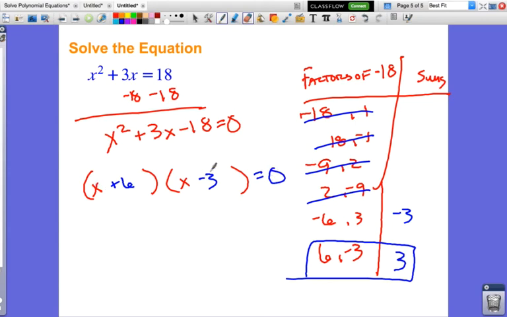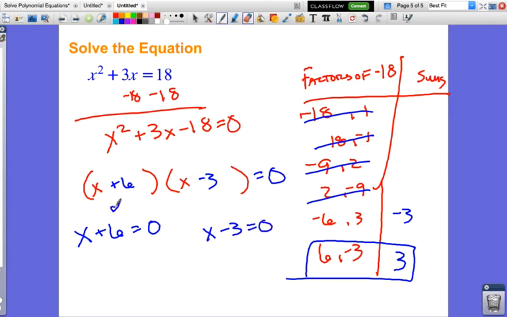So I have the product of two pieces that's equal to 0. That means either one of these can be equal to 0. If I have 0 times whatever x minus 3 is over here, it's going to be 0. If I have x plus 6 times 0 over here, it's going to be 0. If you need a little bit more help on solving these equations, I do have another video if you haven't watched it yet.